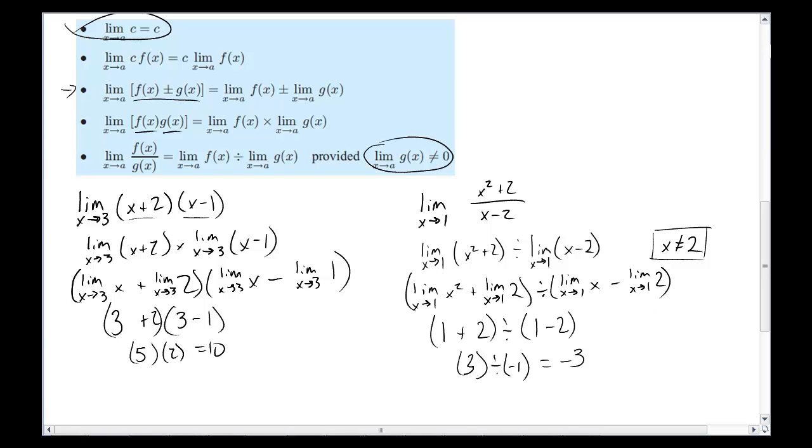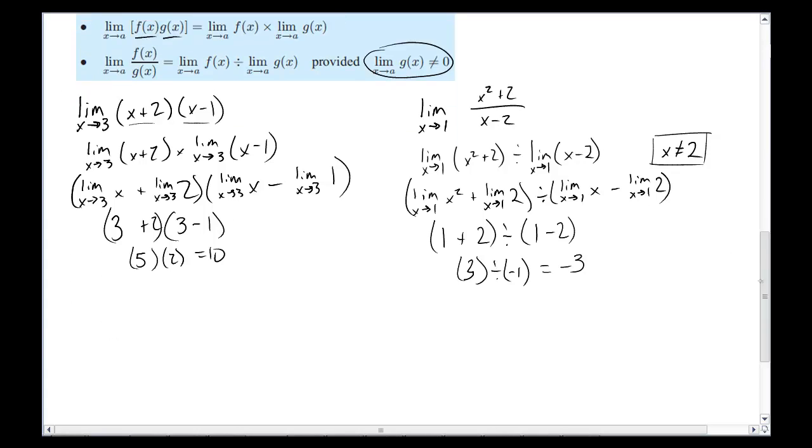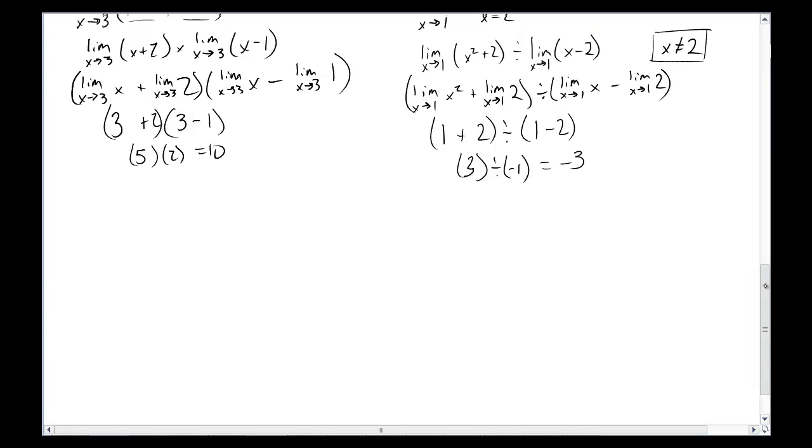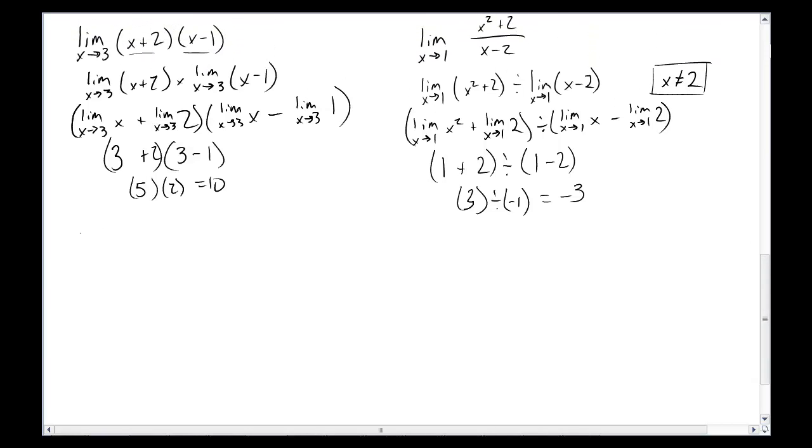Alright, now what I'd like to do is look at x approaching infinity, because that's a little bit different. And different is okay. We like different. There's no problem with different. So let's look at, just really quick, the limit as x approaches infinity of 1 over x.